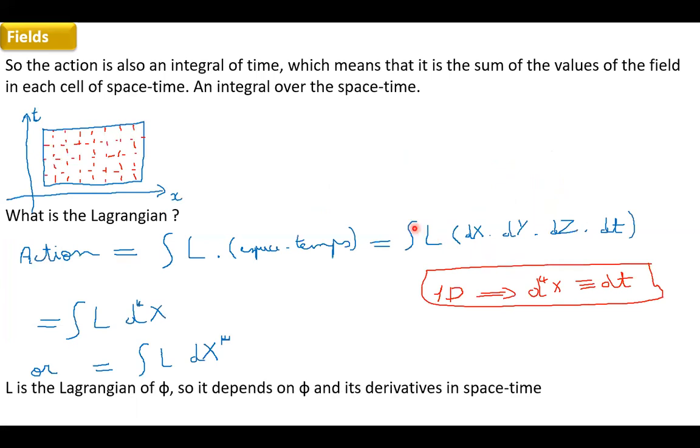Okay? So the action, as we always do, is an integral, a sum over the time, which means it is the sum of the values of the field, here the values in green. It is the sum of these values in each cell of space-time. So if we divide our space-time into cells, for each cell we have a value of phi. And the action would be the sum of all these values of phi to form the surface of least action. So it is an integral over the space-time, not an integral over time.